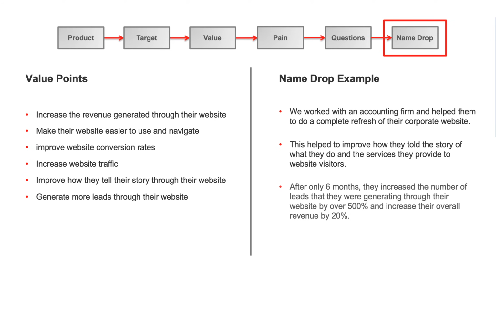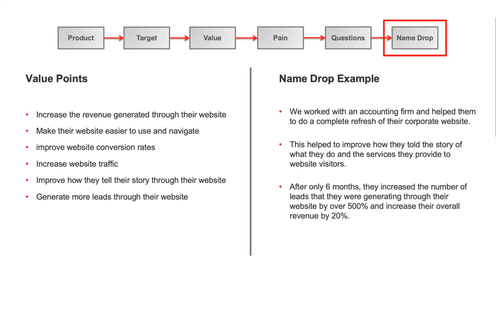So that's a technical improvement. And then the third point is a business improvement. After only 6 months, they increased the number of leads they were generating through their website by over 500% and increased their overall revenue by 20%. Real quick, that's just a name drop example.